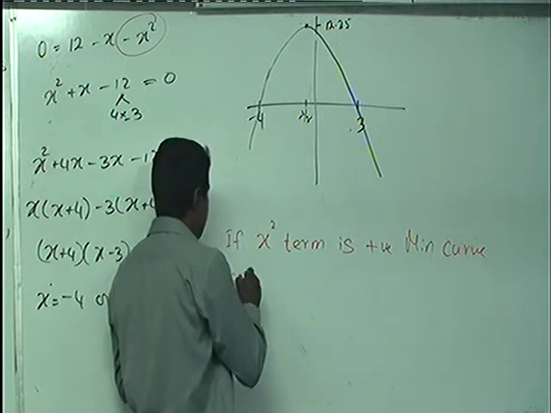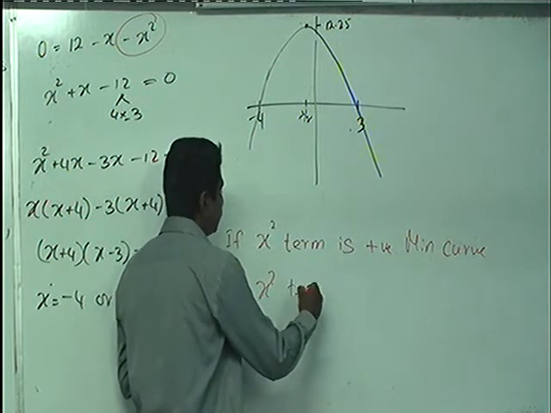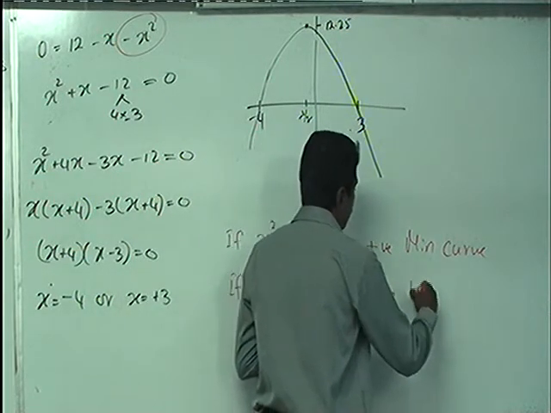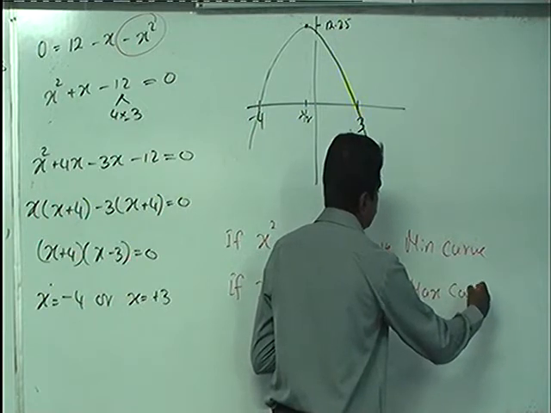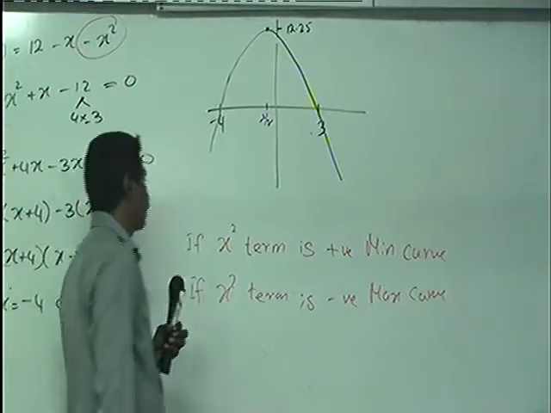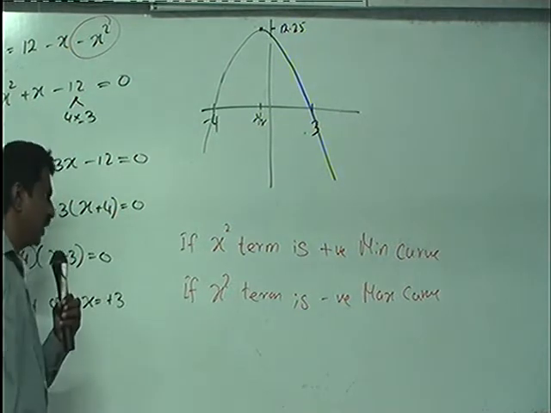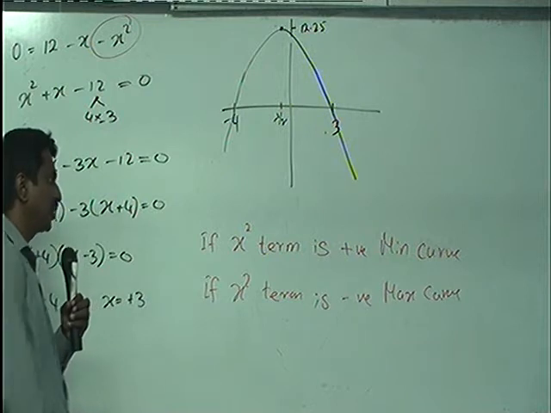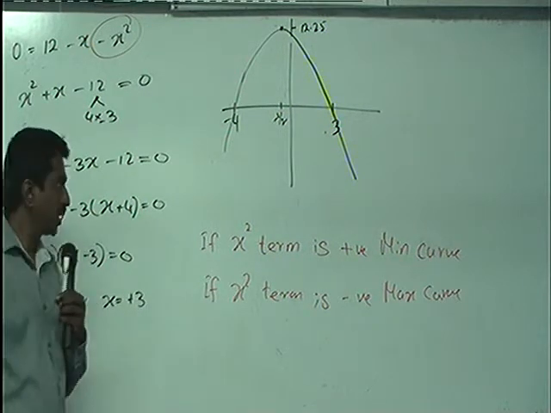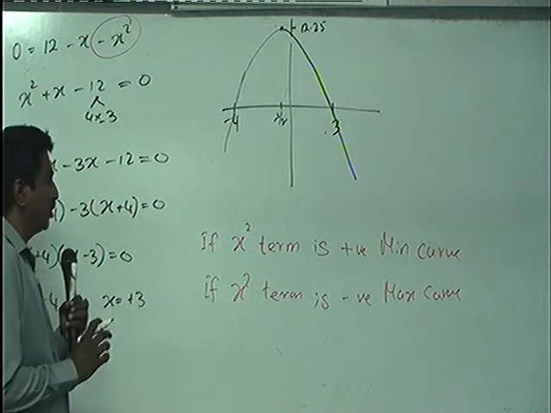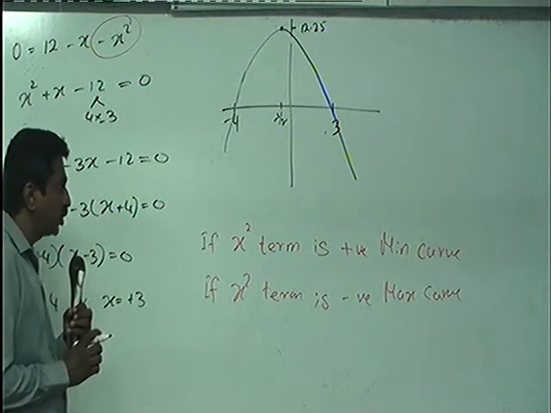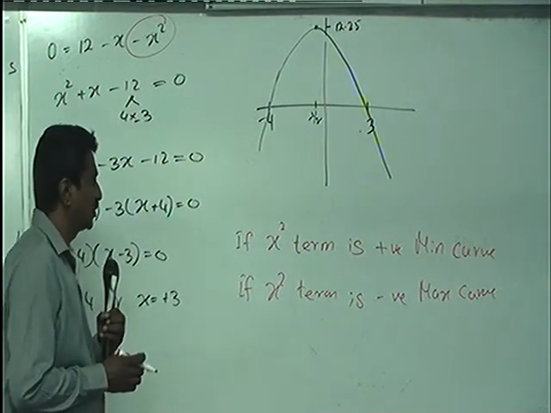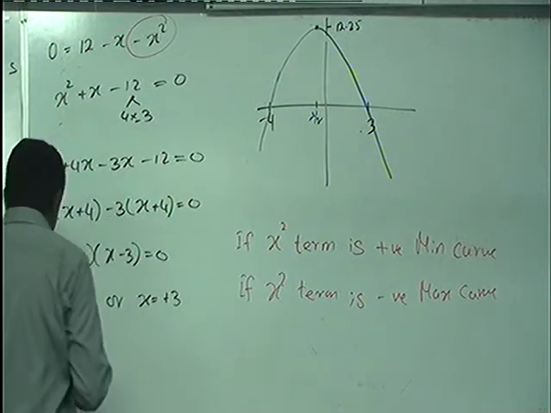If that's a summary, x squared term is negative, maximum curve. X squared term is positive, minimum curve. Write down this. That is the summary, positive and negative. So by looking at the curve, now you can pick if the x squared term is positive, it is a minimum curve. If the x squared term is negative, that is a maximum curve. So that's the summary of what we have done here, 2 questions, right?